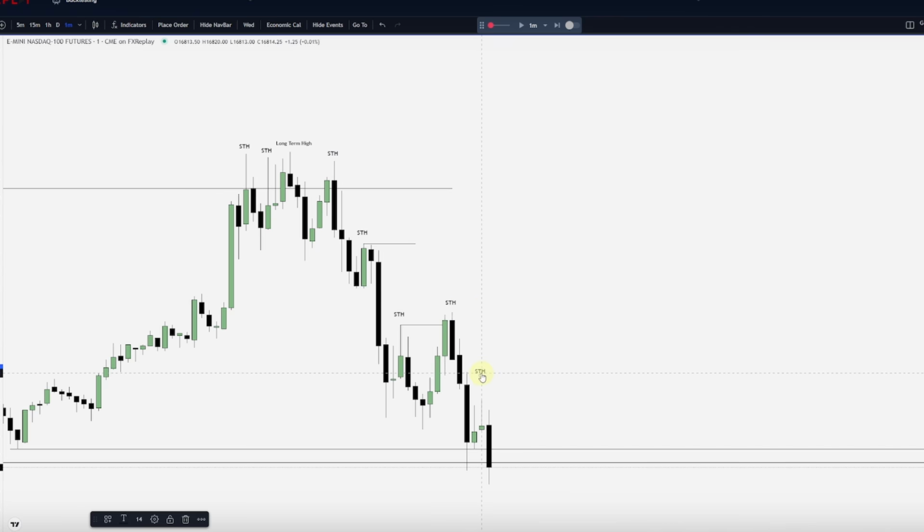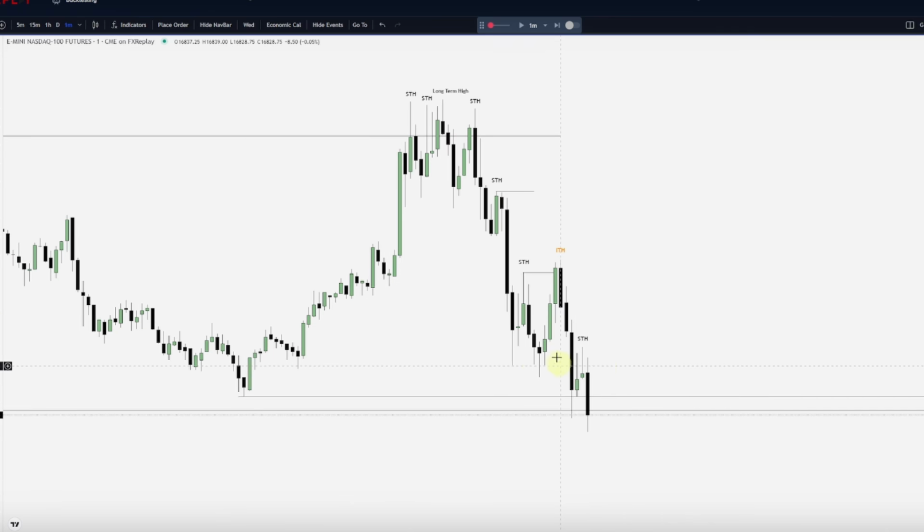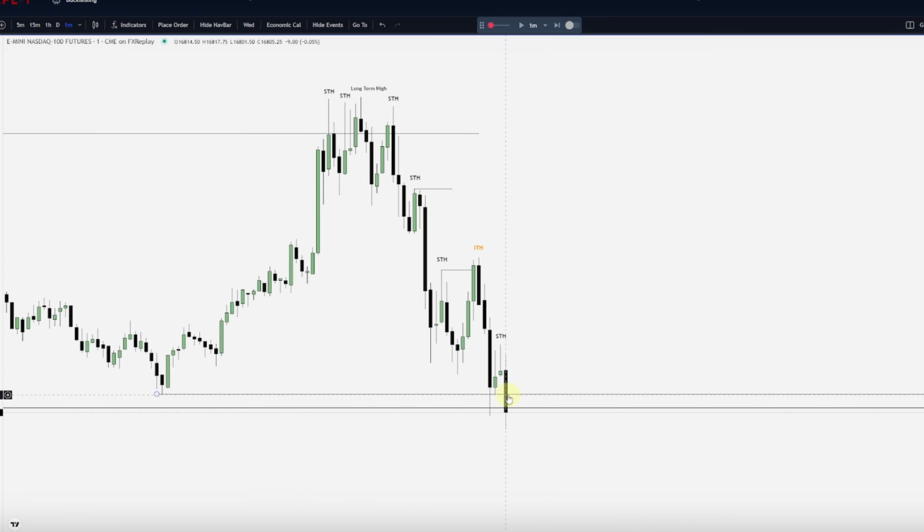Now that we have a short-term high right here, this is then classified as an intermediate term high. Now, if you notice, we already hit our drawn liquidity or this low. So now that we hit these 15-minute lows, let's see if price shifts structure, and then we can mark out the structure going the other way.